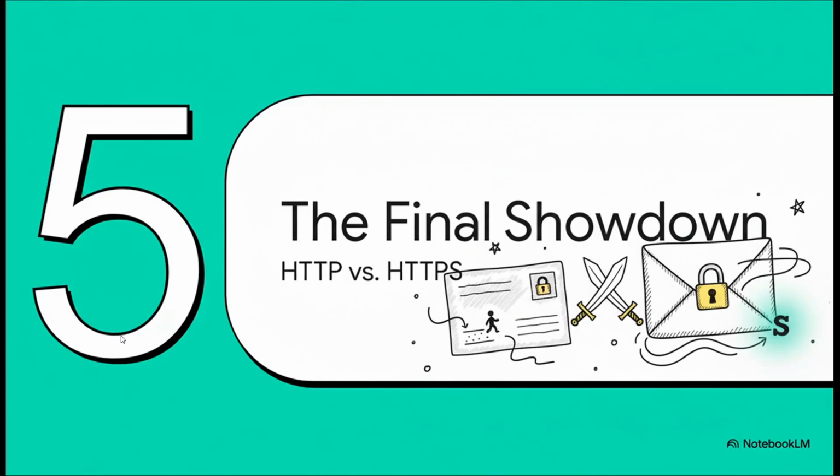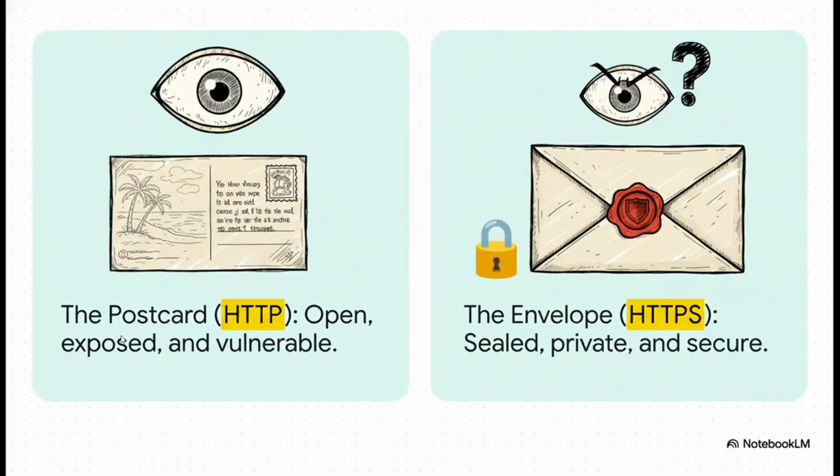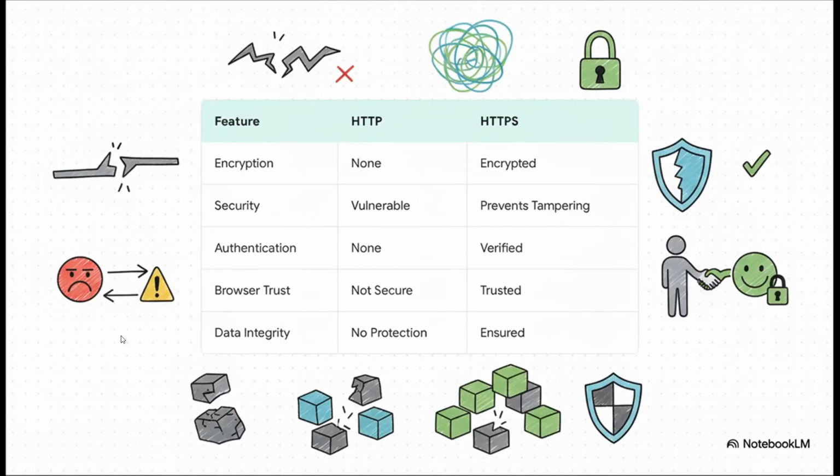Let's put them side by side for the final showdown. When you really boil it all down, the choice is crystal clear. On one side, you have the open, exposed, and totally vulnerable postcard. And on the other, you have the private, sealed, and secure envelope. I mean, there's really no contest here. And this table just makes it undeniable.